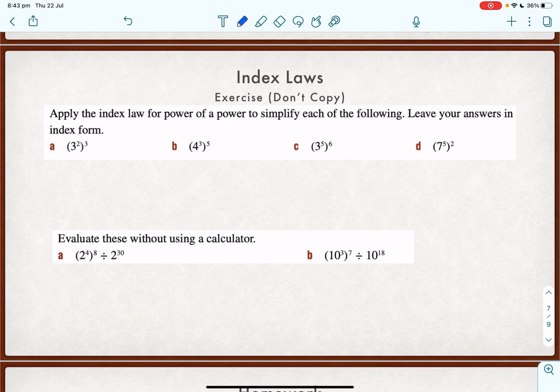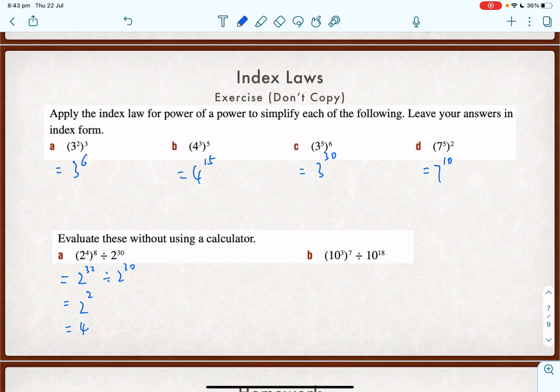Okay. Done. Cool. Right. 3 power 2 times 3 is 6. 4 power 3 times 5 is 15. 3 power 5 times 6 is 30. 7 to the power 2 times 5 is 10. Okay, that one's easy. Now again, we have index outside the bracket. We can do that first. So 2 to the power 4 times 8 is 32. Divide by 2 to the power 30. Well, that one is 32 minus 30 is 2, which gives the answer 4.